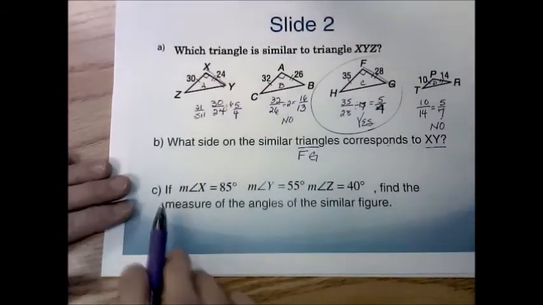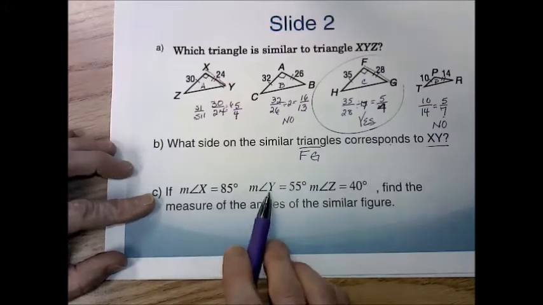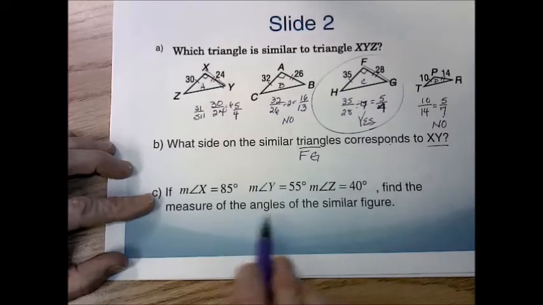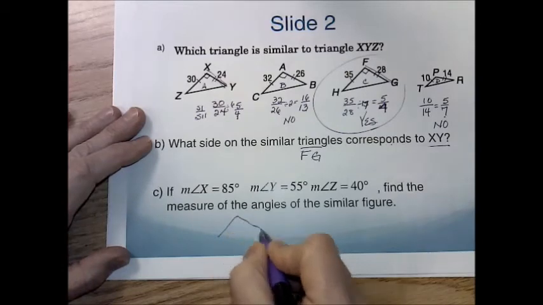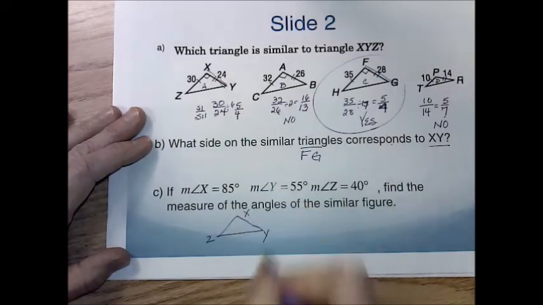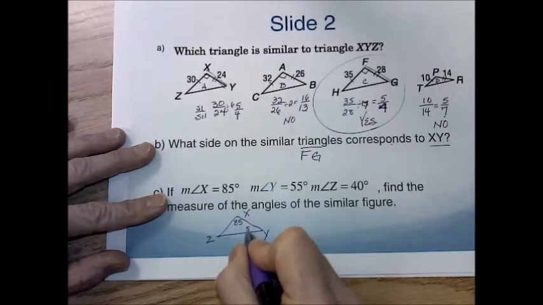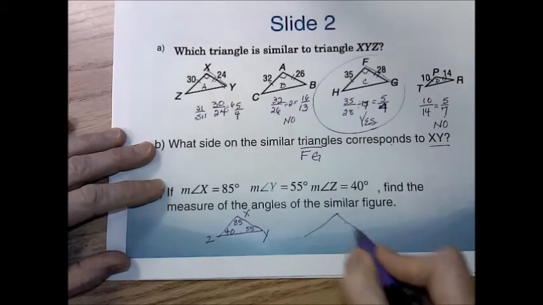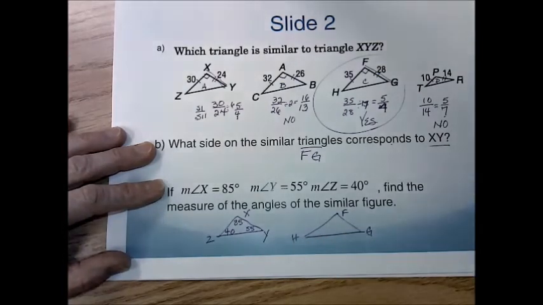All right, letter C. If the measure of angle X is 85 degrees, the measure of Y is 55, and the measure of Z was 40 degrees, find the measure of the angles of the similar figure. So let's just redraw our first one down here, this was Z, X, and Y. And it said that X was 85, Y was 55, and Z was 40. Our similar triangle had H, F, and G for your corresponding points.